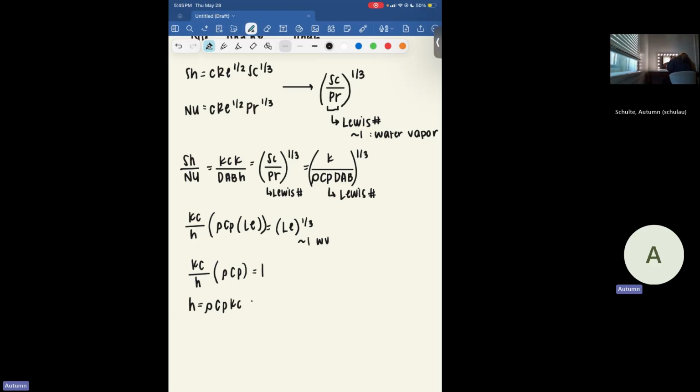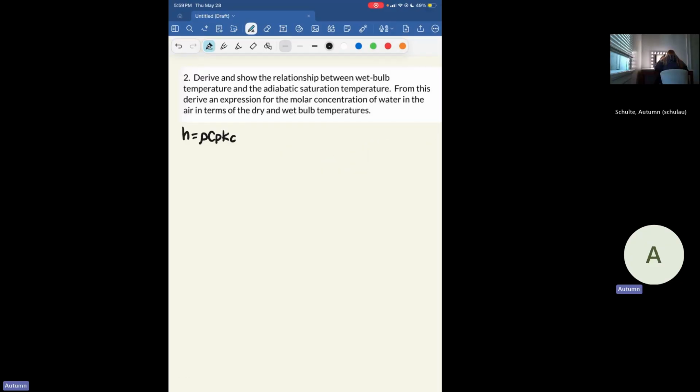And so that is our relationship between our heat transfer and our mass transfer using that Lewis relation. Now we are going to derive and show the relationship between wet bulb temperature and the adiabatic saturation temperature. From this, we are going to derive an expression for the molar concentration of water in the air in terms of dry and wet bulb temperatures. And we're going to be using our equation that we just derived previously.